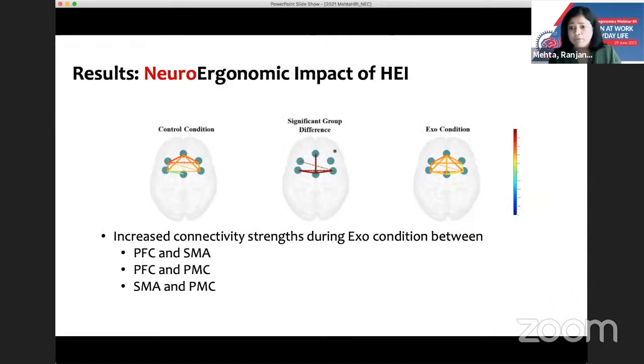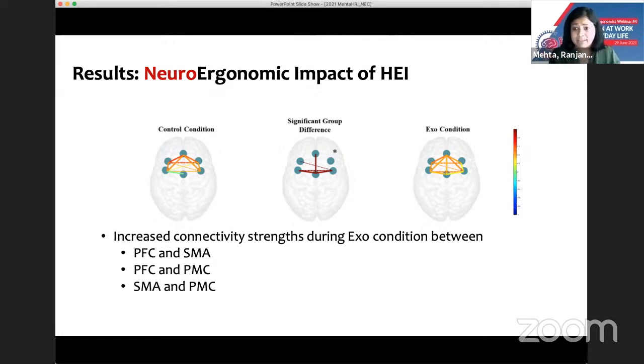Very quickly, what we found with pure functional connectivity across different brain regions, compared to a control condition, when someone is lifting without an exo versus with an exo, there were increased connectivity strengths between the PFC and the SMA, PFC and the PMC, and the SMA and the PMC for the same physical task. Note that every participant was given training on the lifting job before the two conditions even started.